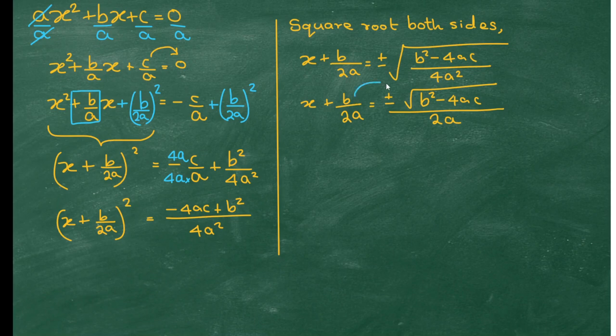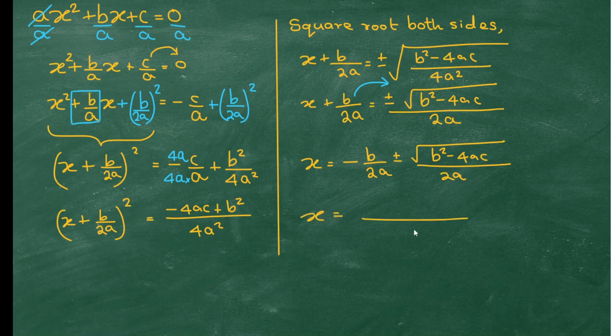Now I can move this to the other side. So I get x is equal to minus b over 2a plus or minus square root of b squared minus 4ac divided by 2a. So the same denominator, I can combine it. So I have 2a as the common denominator, minus b plus or minus square root of b squared minus 4ac, which is the quadratic formula as my final answer.